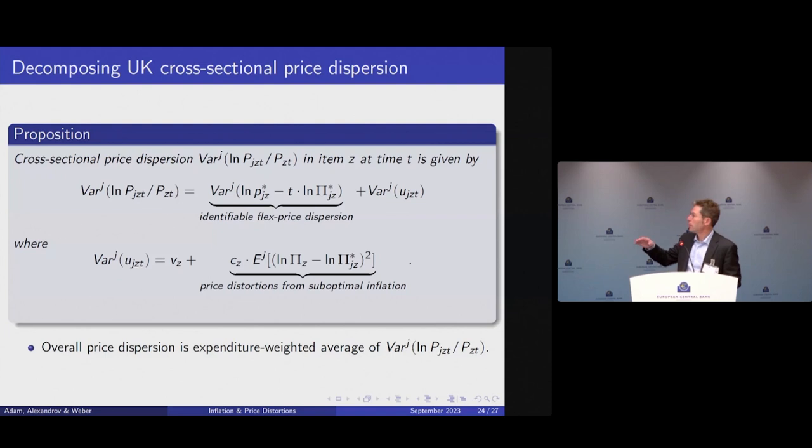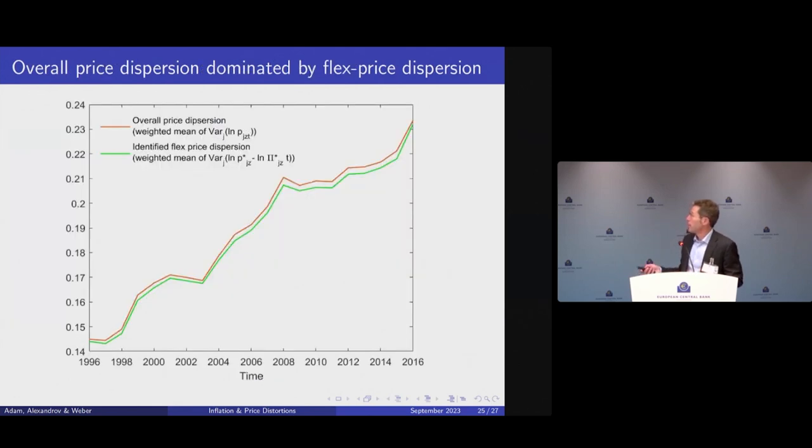Okay, so actual inflation could in fact raise this term, but it could also reduce it, depending on what the distribution of the optimal inflation rates is. So it's interesting to look at this in the data, and that's what we do. We aggregate across items using expenditure weights. And the overall price dispersion, that's the red line, has, over our two-decade sample, a massive upward trend, right? Which could be product heterogeneity increasing over time, there being more products, what have you.